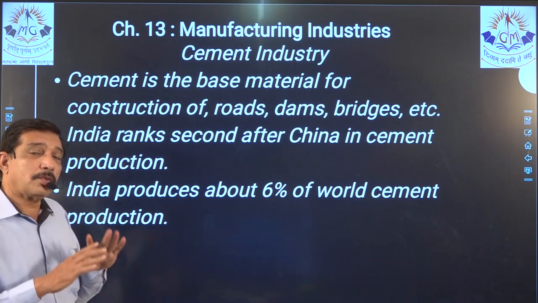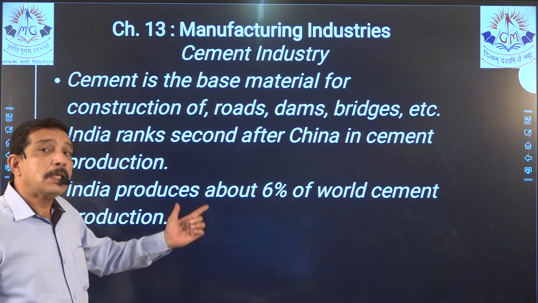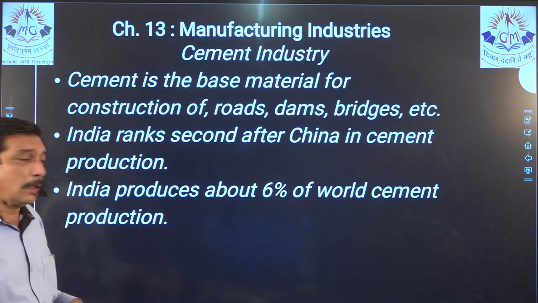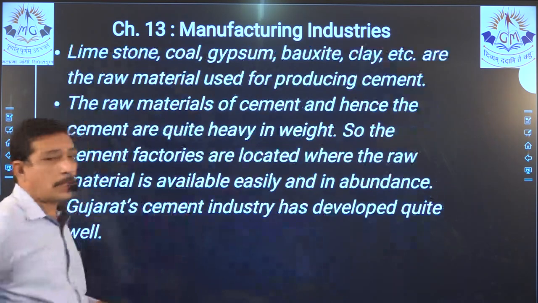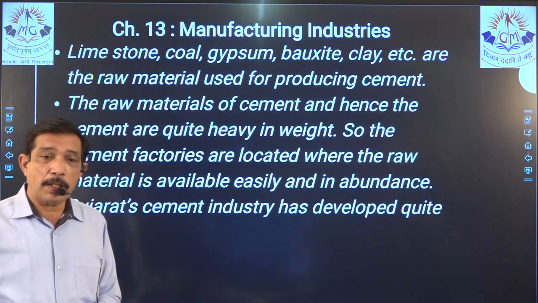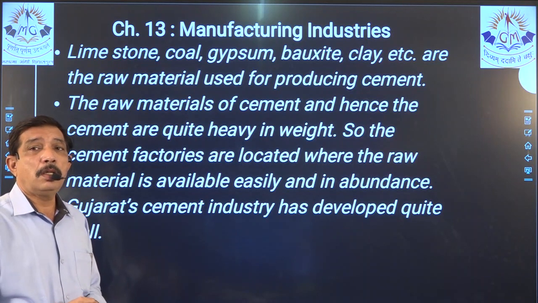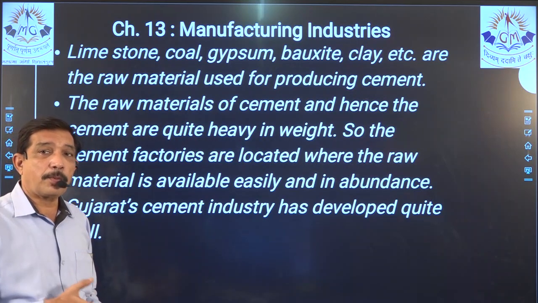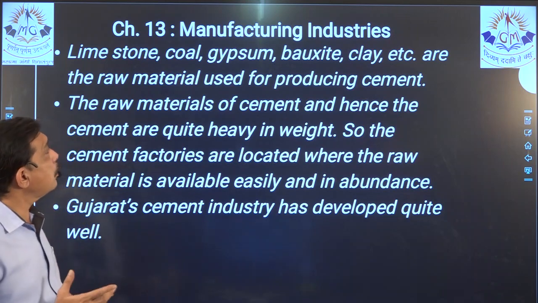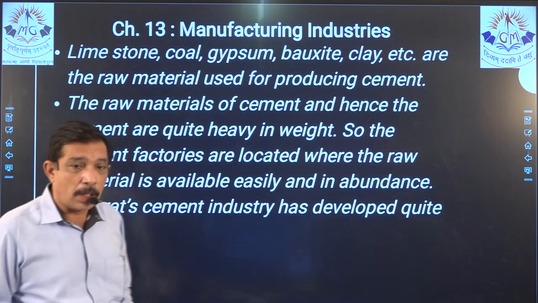The next one. Out of the 100% cement produced in the world, India's contribution is 6%. This is MCQ. What are the raw materials used for producing cement? They are limestone. This is also an MCQ. What are the minerals that are used for producing cement? That is limestone, coal, gypsum, bauxite, clay, etc. They are the raw materials used.